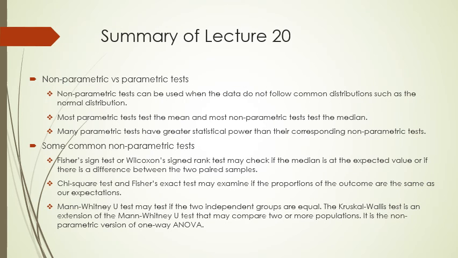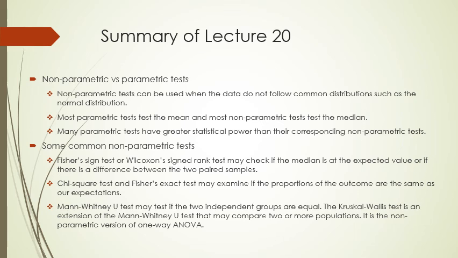In summary, we discussed some common non-parametric tests. Different from parametric tests, non-parametric tests can be used when the data do not follow common distributions, such as the normal distribution. There are several differences between parametric and non-parametric tests. In addition, most parametric tests test the mean, and most non-parametric tests test the median. Also, many parametric tests have greater statistical power than their corresponding non-parametric tests.